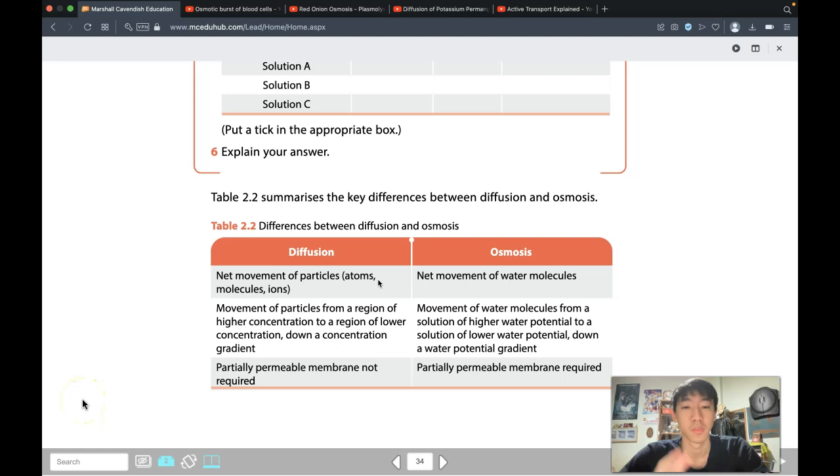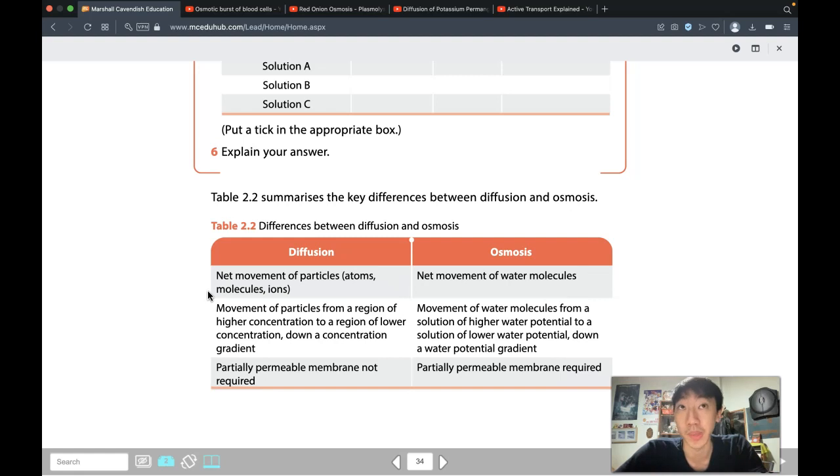I'm pretty full now. So let's talk about the differences between diffusion and osmosis. Diffusion is the net movement of particles such as atoms, molecules, and ions. So diffusion can happen. Actually, interesting fact, diffusion can even happen in solids.